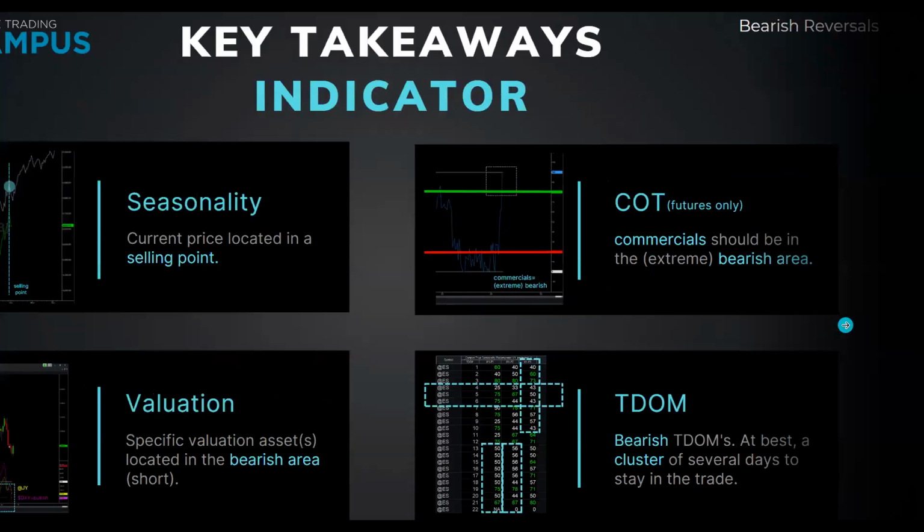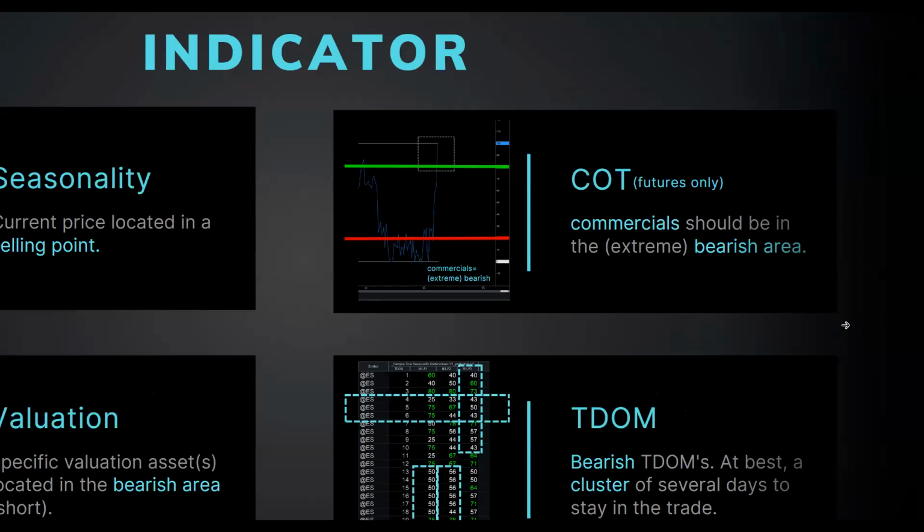Let's go into the COT. It is the S&P 500, guys, which means it is a future, so we can use the COT. And this is the same here. Look at this, the commercials are bullish, right? But we need the commercials to be in the bearish area or also in the extreme bearish area. That means seasonality is in line, valuation not, and the COT is also not aligned.